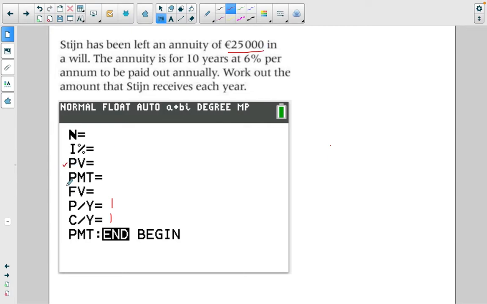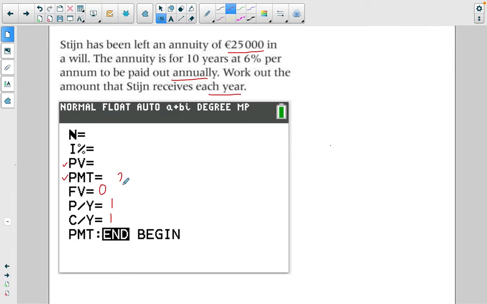So we have the present value, and we're dealing with an annuity to be paid out annually. So it's a regular payment annually. This is not compound interest. This is an annual payment. So you're looking at PMT, which means the future value is just going to be zero because we're not going to need it. So work out the amount she receives each year.